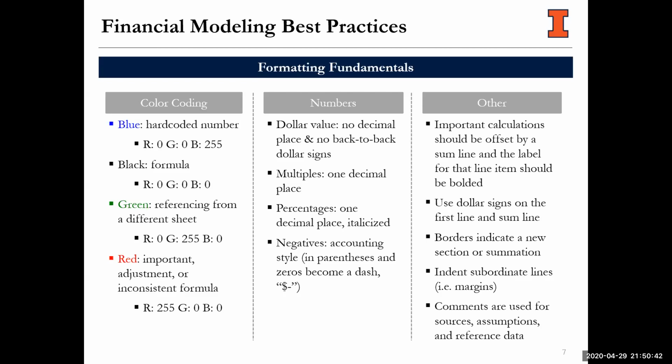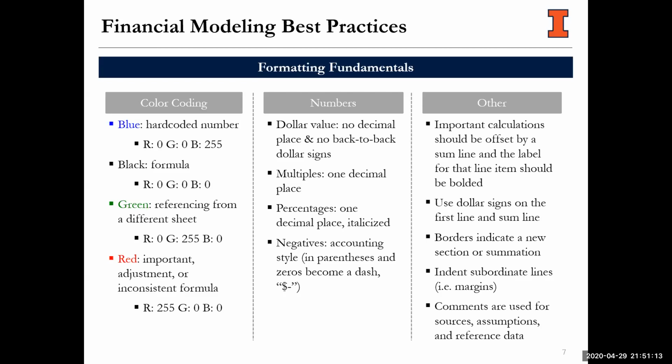Numbering. As far as numbers go, there's some consistent formatting that we would like to follow throughout the model. Dollar values, right? If you have a dollar value, a lot of times you'll see this with no decimal place, especially when you're dealing with millions of dollars, and no back-to-back dollar signs. For example, if you have two dollar numbers underneath each other, you'd only want one dollar sign. You don't want all of the dollar signs going down the row. This can look sloppy and make your model look a little bit unorganized.